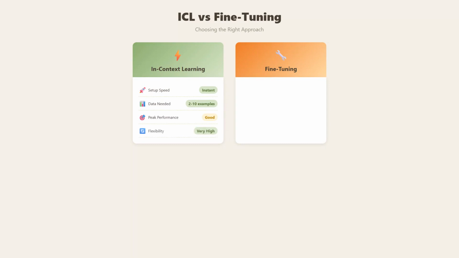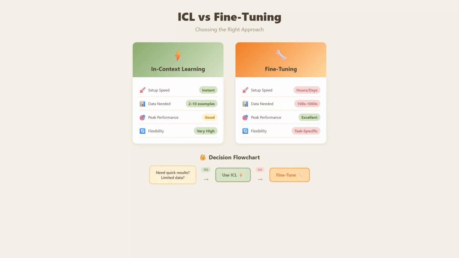On the other hand, fine-tuning has its own strengths. Peak performance can reach excellent levels when you have enough data, but setup takes hours or even days of training. You need hundreds or thousands of examples for good results, and the model becomes task-specific, losing the flexibility to easily switch between tasks.